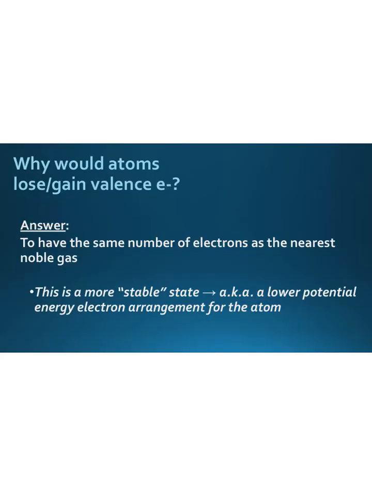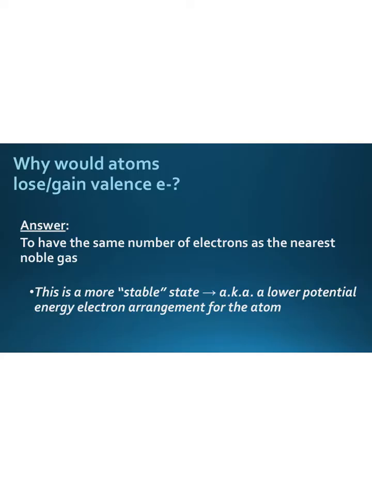So why would an atom lose or gain valence electrons? Well, the atom is able to exist at its lowest potential energy state when its outermost energy level is filled with the maximum number of electrons that energy level can hold. For most elements, this is going to look like the nearest noble gas, because the noble gas elements do have their outermost energy level filled with the maximum number of valence electrons.